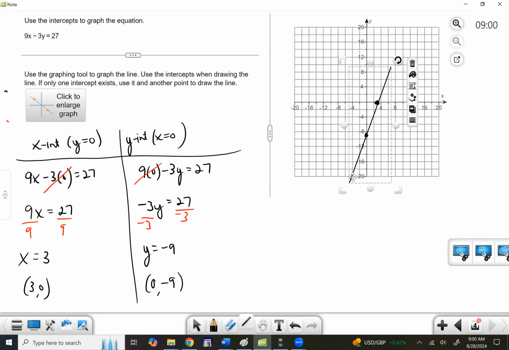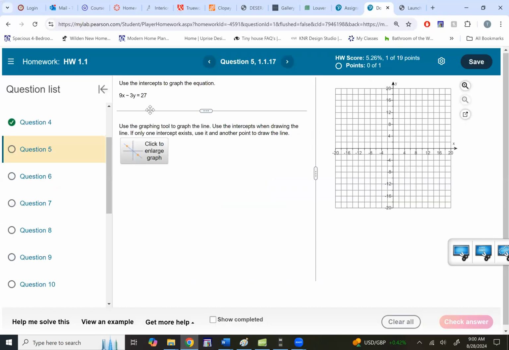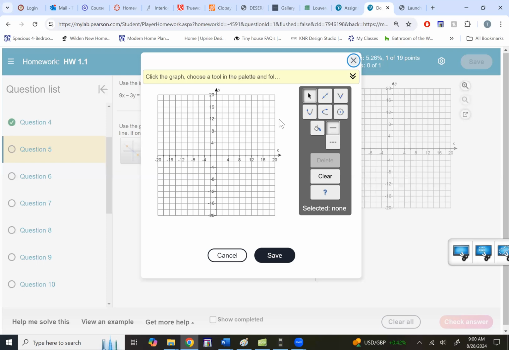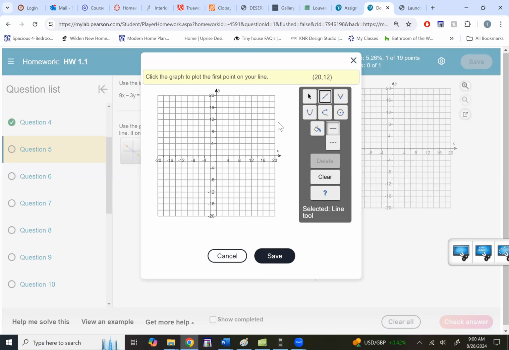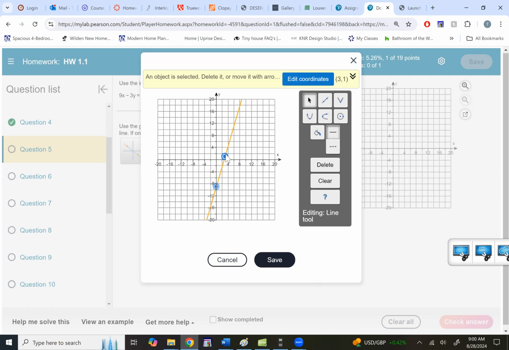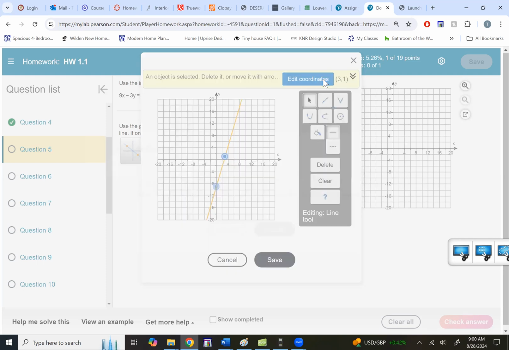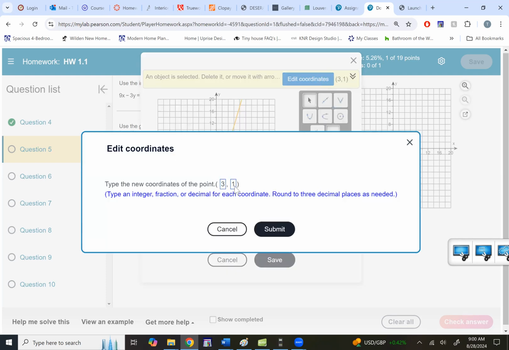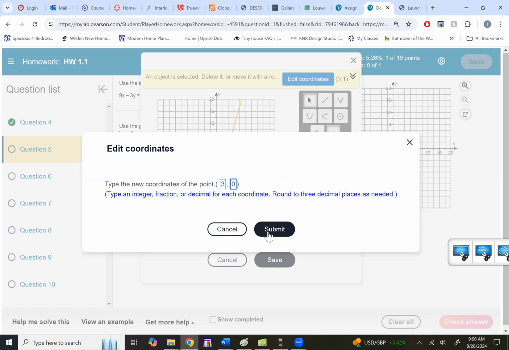So now let's go in and try to put it into MyMathLab or Pearson. So click to enlarge. We'll use the line function, and we're going to go to (3, 0), and we're going to go to (0, -9). Now, I do want to point out how to get fractional points if you want them. You just double click on the point, and you can edit the coordinate. Oops, see how it went to (3, 1)? It's (3, 0), right? So I can just type it in.